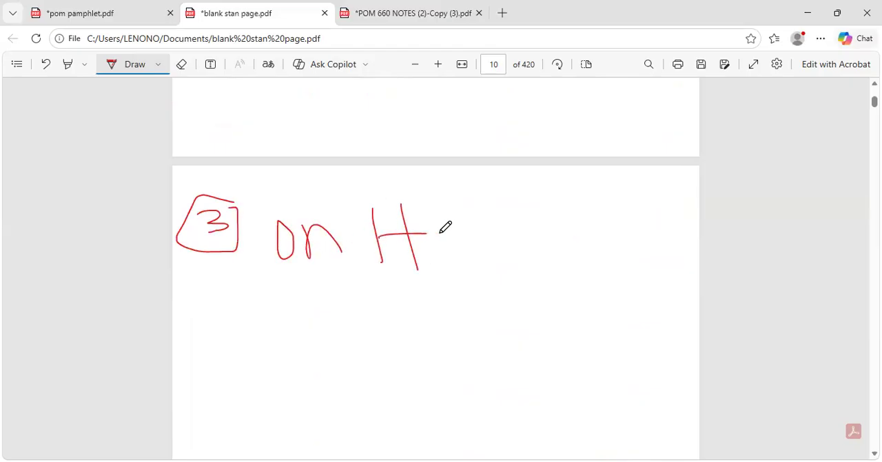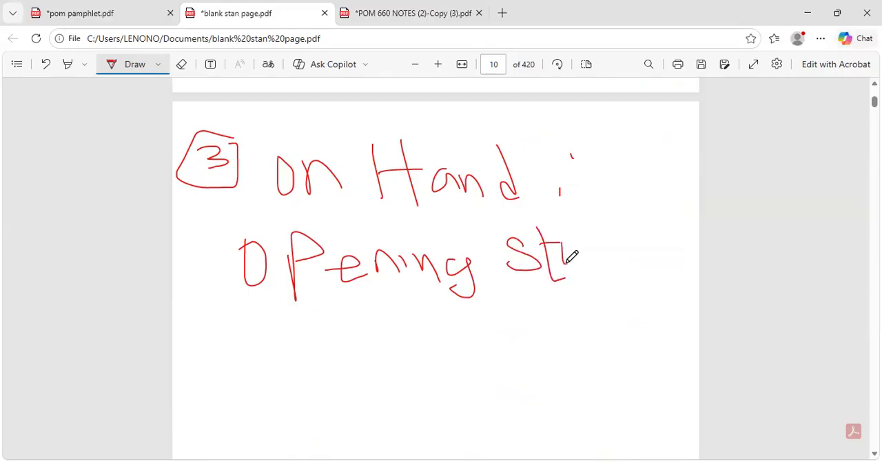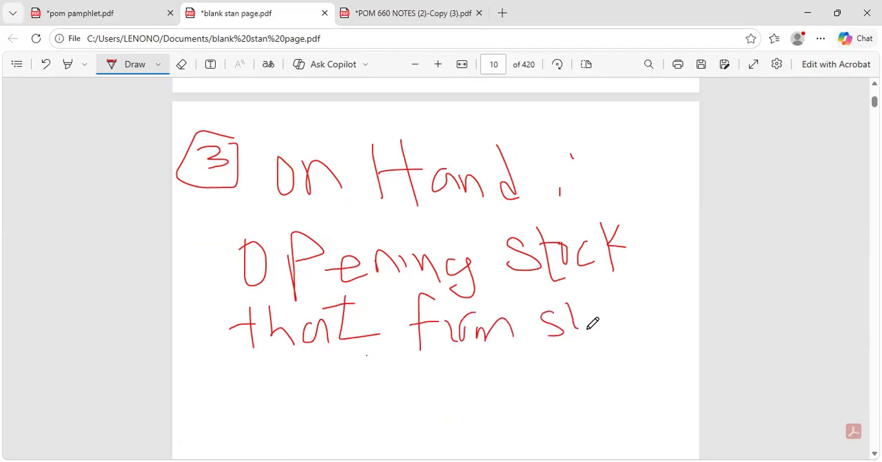Component 3 is on hand. On hand, we are simply saying this is the opening stock that the firm will start with.